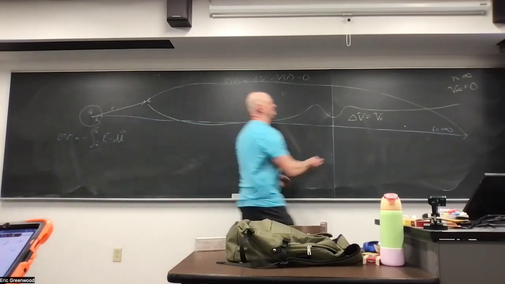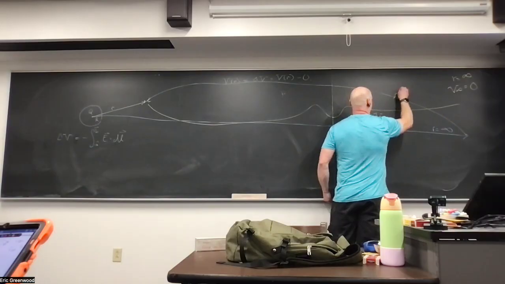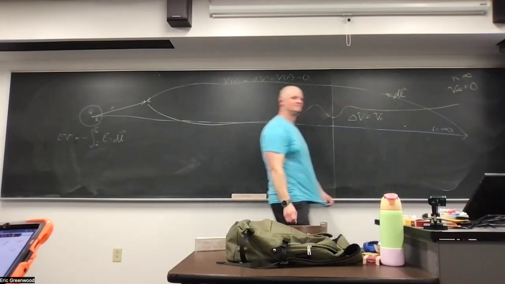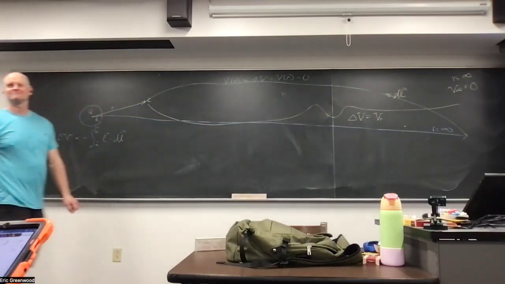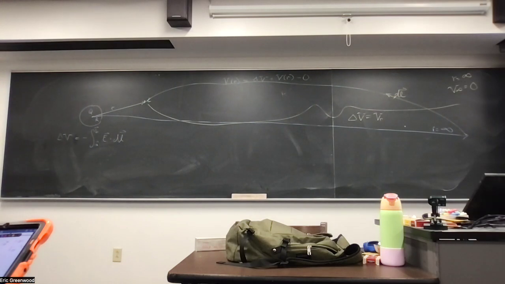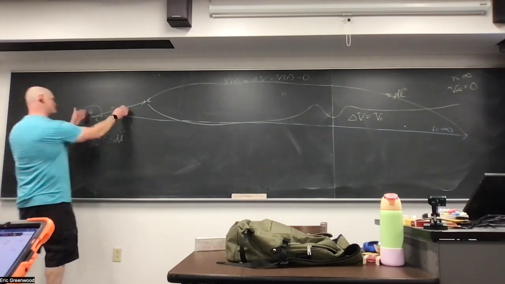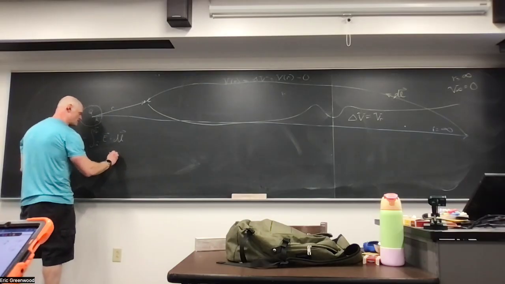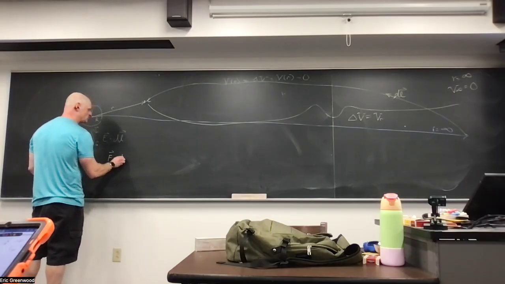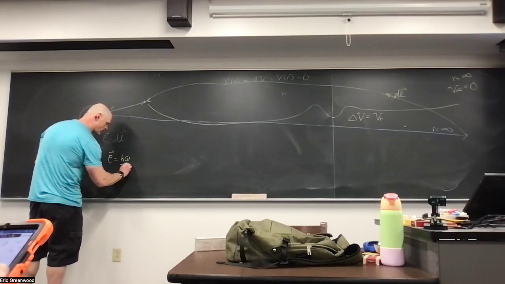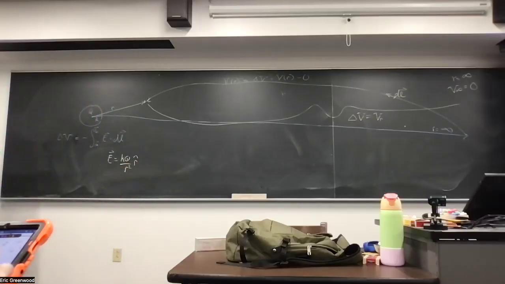So my dL then is going to be this guy. Okay? Now, the other thing we know is outside of the sphere, this guy has to look like a point charge, which means my electric field then again is going to be equal to kQ over r squared in the r hat direction. Okay?